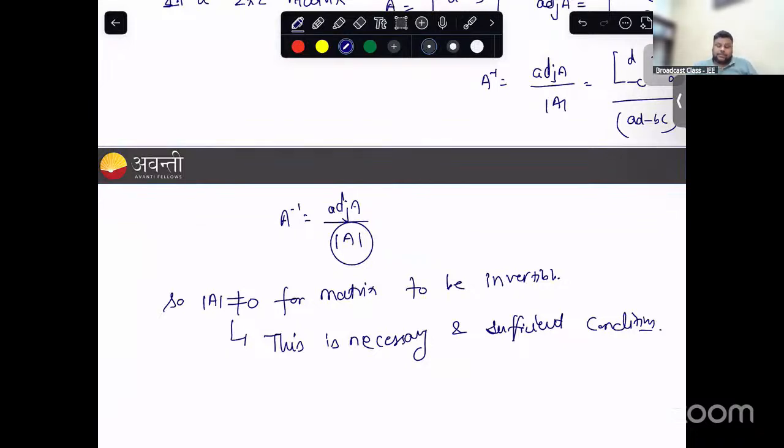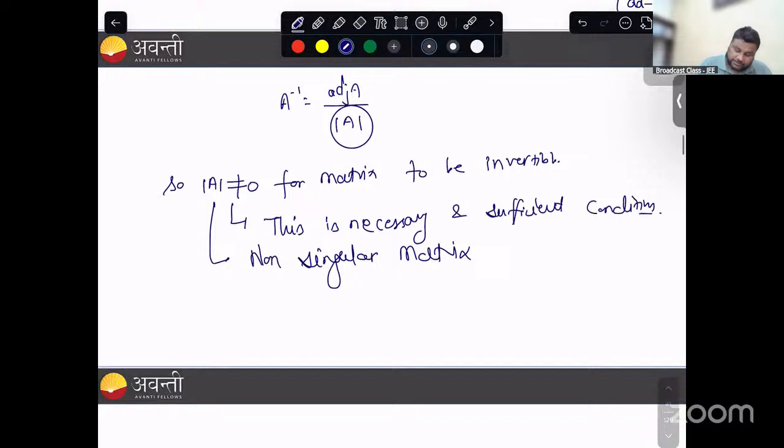Got it? So determinant of A non-zero for a matrix to be invertible means the matrix is non-singular. Fine. So for a matrix to be invertible, it should be non-singular. Next point.